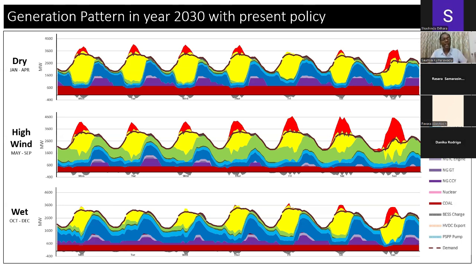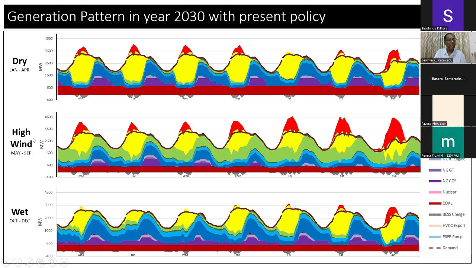So you see, if we go to the renewable targets in 2030, a 70% renewable energy target, with that share of renewable energies and with base load power plants. In the dry season, we generally call from January to April, dry season. Then May to September, the middle one, is generally high wind season. And then October to December, we call wet season.